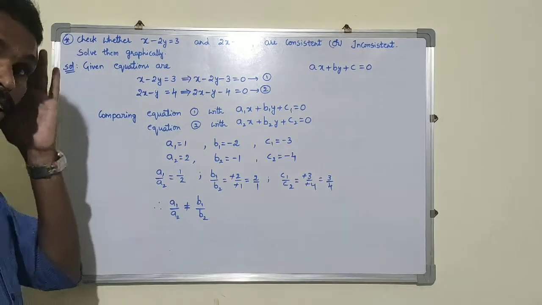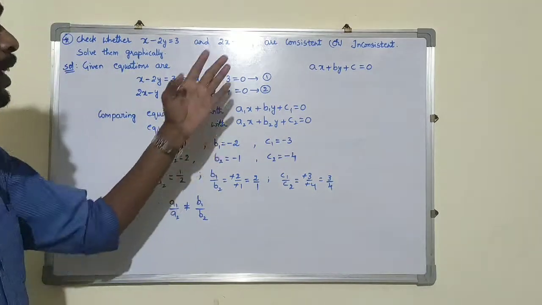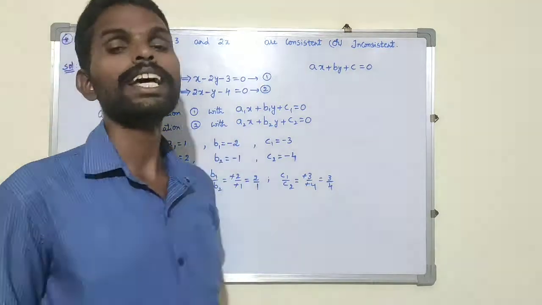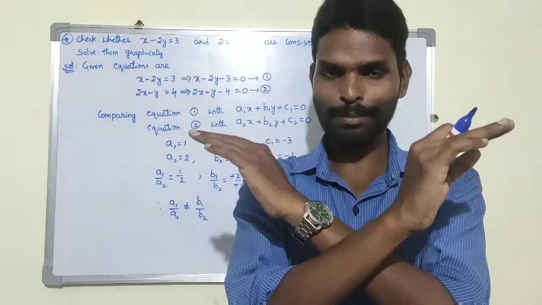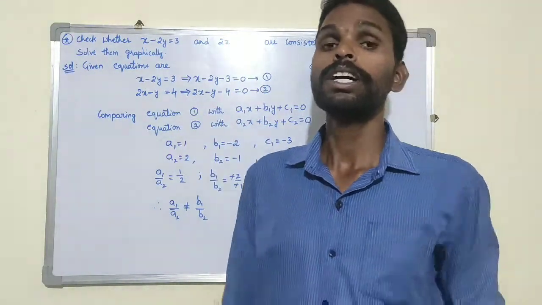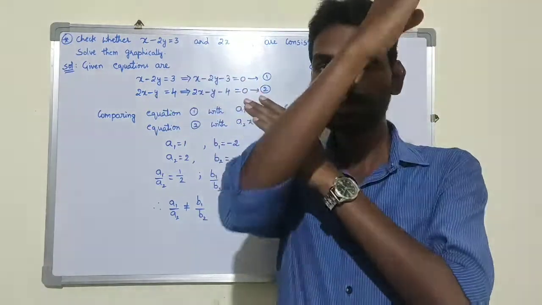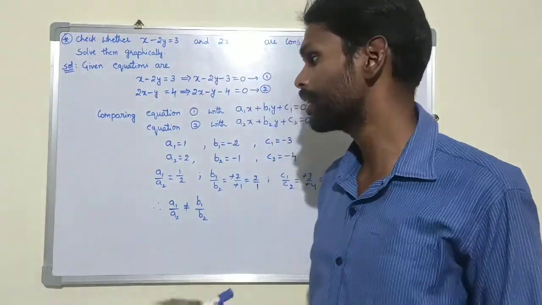Whenever you get this condition, what are these lines? These lines are intersecting lines. This is the symbol for intersecting lines. So, what is the meaning of intersecting? These two lines will touch at exactly one point.